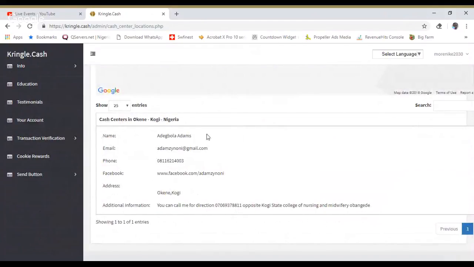So this is my full name. This is my email. This is my phone number. This is my Facebook URL. And this is the address, Okene, Kogi. This is my additional information. I have two numbers here. You see additional information. I said you can call me for direction. This is my address. So this is how to locate a cash center.